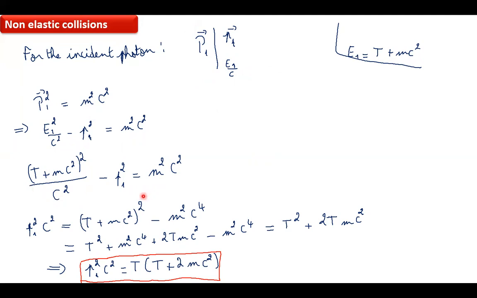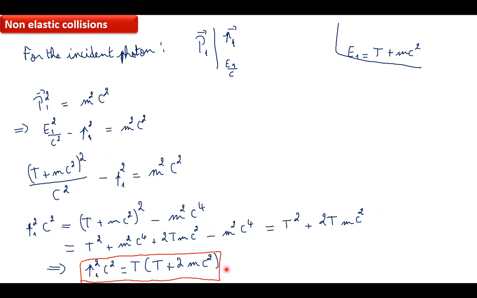Multiply this equation by c squared, so P1 squared c squared is equal to (T plus mc squared) squared minus m squared c to the power 4. Developing this, we get T squared plus m squared c4 plus 2T mc squared minus m squared c4. You remove m squared c4 and get T squared plus 2T mc squared. So P1 squared c squared is equal to T times (T plus 2mc squared), with T as a common factor.